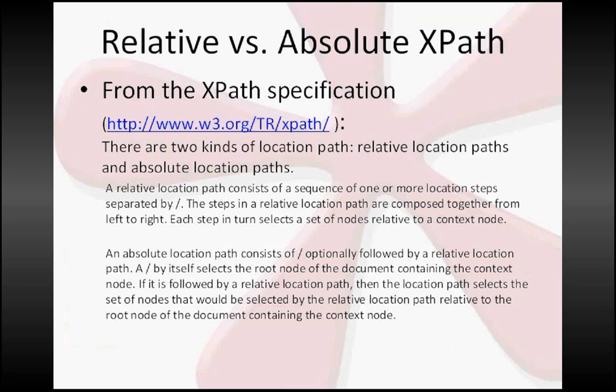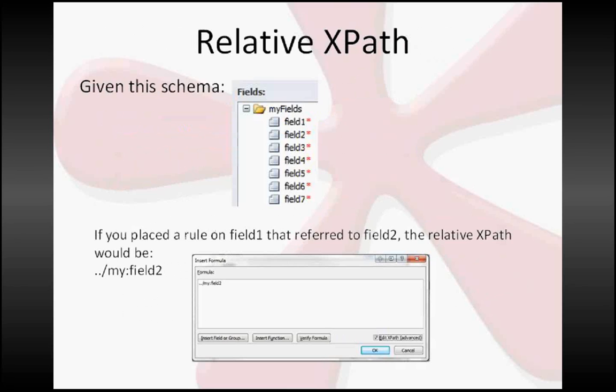We're going to talk a little bit about how you know what node you're on, because that can change depending on whether you're looking at a control or whether you're looking at a field. And so relative means relative to where I'm at currently in the tree. Absolute means starting at the beginning of this document, please help me find blah, blah, blah. Okay? So to look at a relative XPath, given this basic schema, if you put a rule on field 1 that refers to field 2, the relative XPath is // So I'm at field 1.